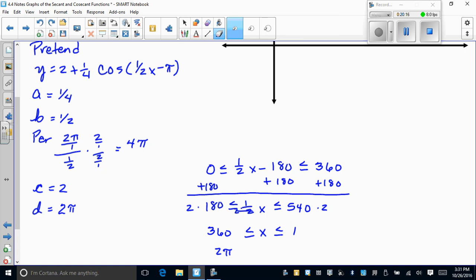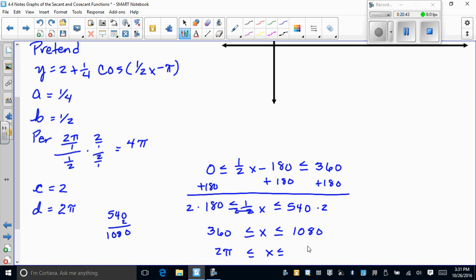We get a 0, and 2 times 4. Well, maybe it's 1,080. Okay, I'll do the math this side. 540 times 2 is 1,080. Less than or equal to x, which is less than or equal to 1,080. And if our thing is 4 pi, that should be 6 pi.